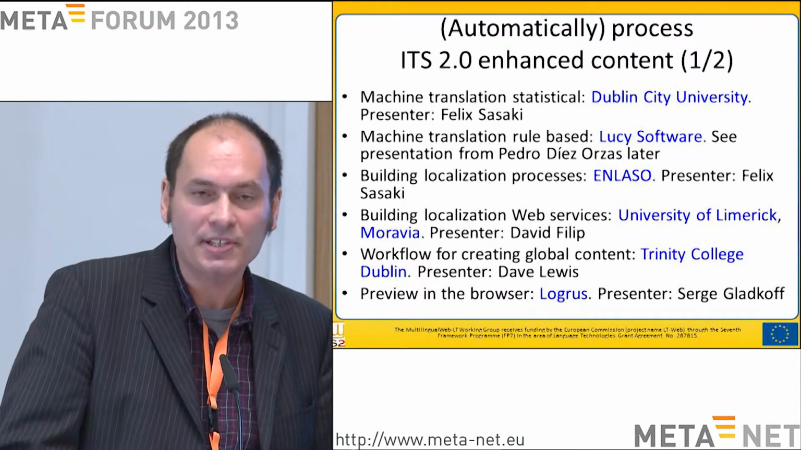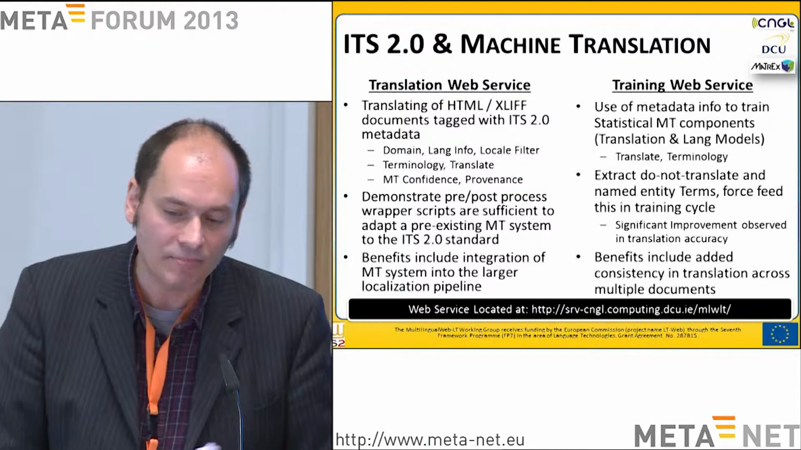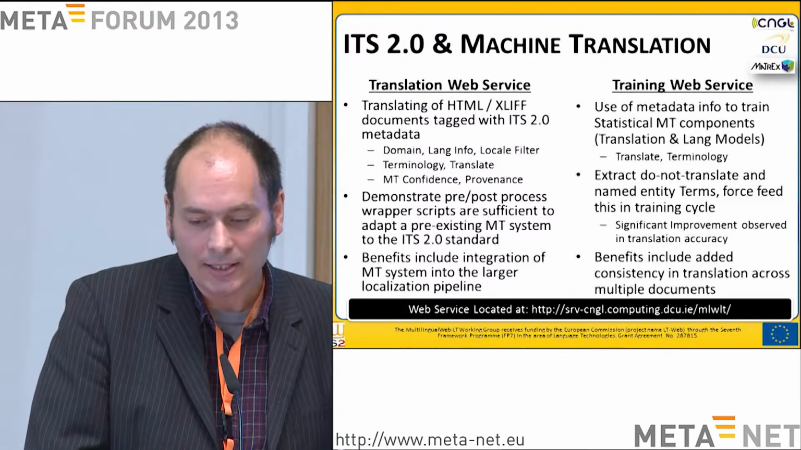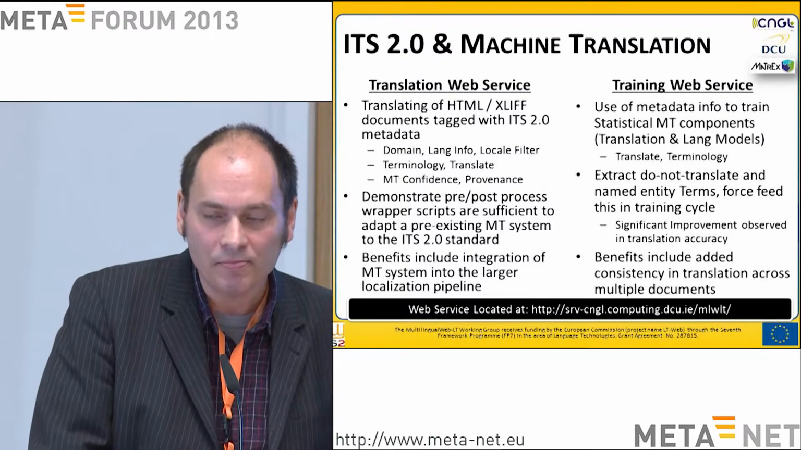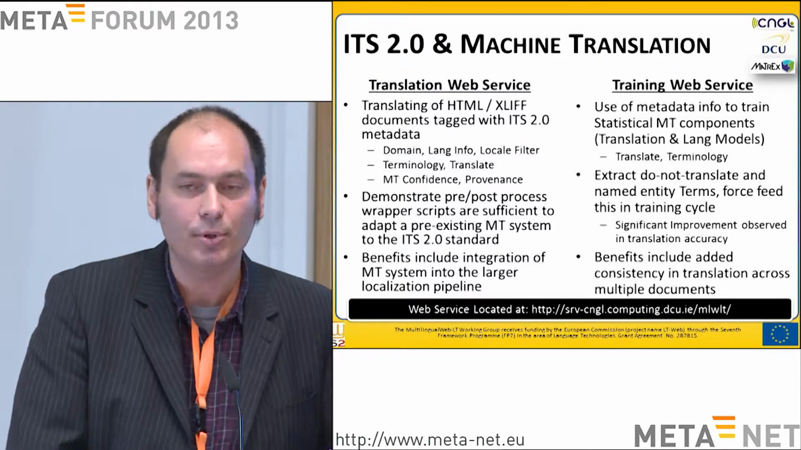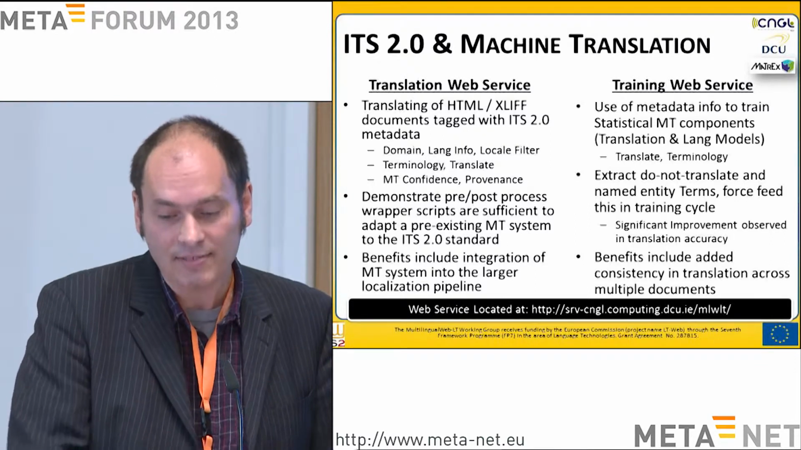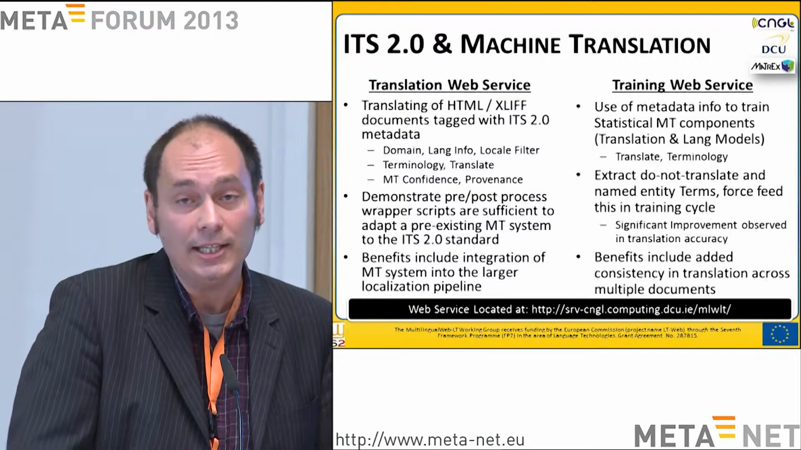And I will start with some aspects, again, of people who are not here, work done by Dublin City University to use ITS 2.0 in machine translation. First, a machine translation web service was developed, which understands various ITS 2.0 metadata and leads to better quality in the translation. And a web service for training machine translation was developed, where one could observe a significant improvement of the translation accuracy relying on that metadata.